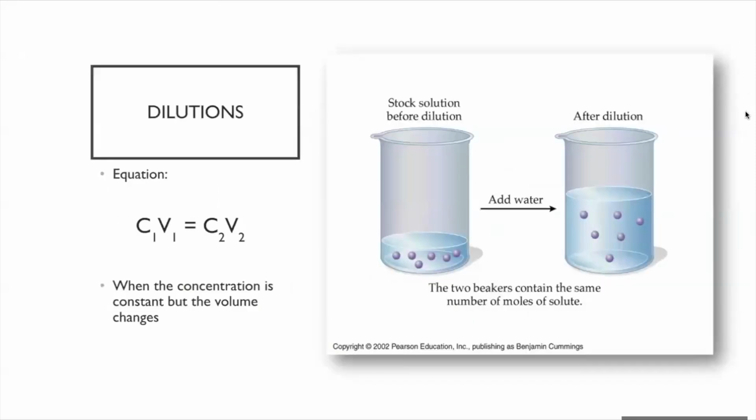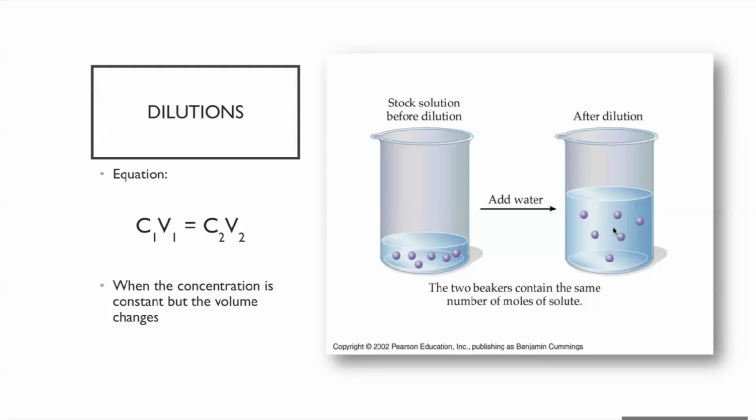Next we'll talk about dilutions. This is when the concentration changes, but the amount of solute is constant. Over here on the right graphic, we have a stock solution before dilution. Stock solution just means it's the original solution. So right here, we have a little bit of water, and the two beakers contain the same number of moles of the solute. So they contain the same amount of the solute, which is represented by the purple balls here.